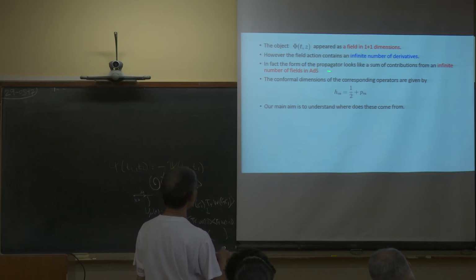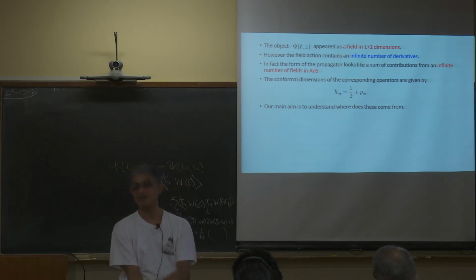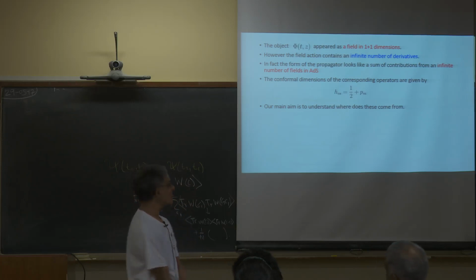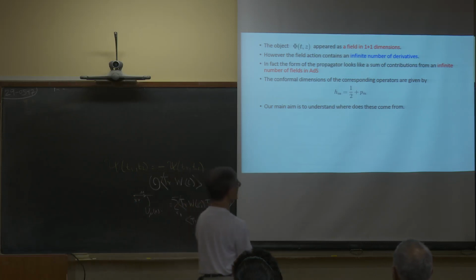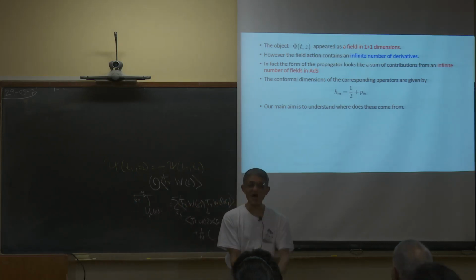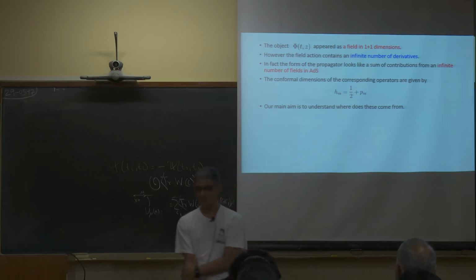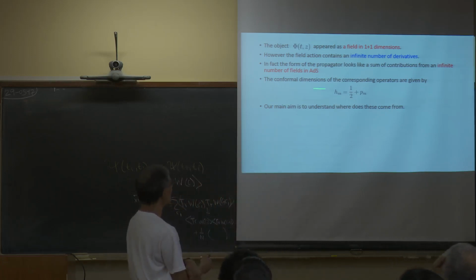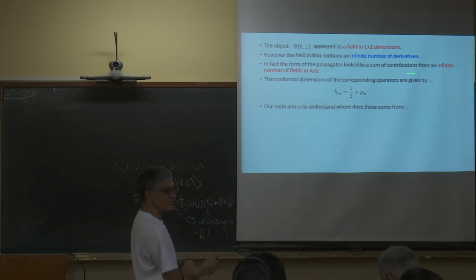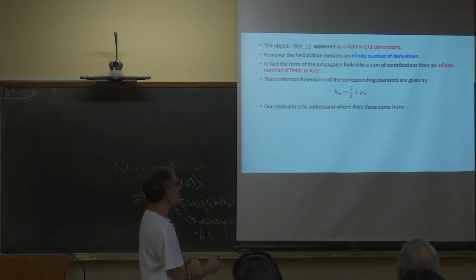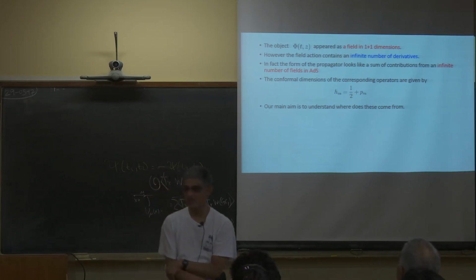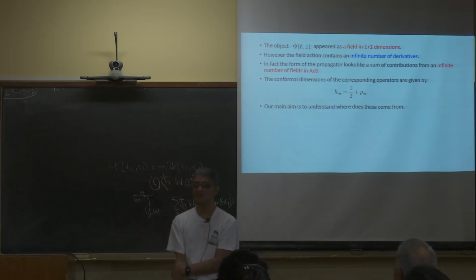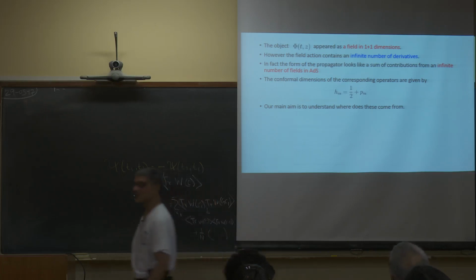So, in fact, the form of the propagator looks like a sum of contributions from an infinite number of normal fields in AdS. That is what it looks like. Okay. So, that is why people interpret this as saying that there is a tower of these fields in this theory. Okay. The anomalous dimensions of the corresponding operators, the dual operators in the boundary theory, in terms of the Pm is given by this formula. If you recognize, this is the d upon 2 of that famous AdS formula. Okay. And the Pms are the analogues of nu, that is why I also use the same notation.